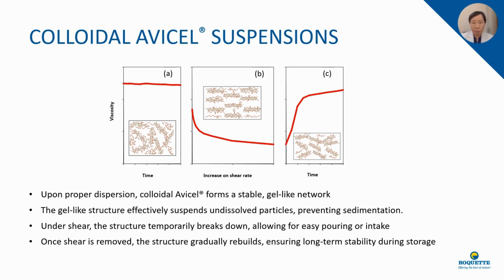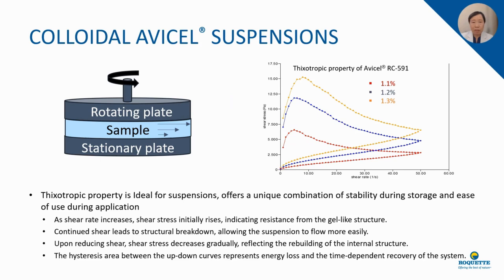Under shear, for example shaking, the gel-like structure breaks down quickly, and the system exhibits shear thinning properties, which allow for smooth pouring or administration. Once the shear is removed, the gel-like network gradually rebuilds, showing a time-dependent recovery, which is a key indicator of thixotropic properties. Thixotropy is ideal for suspensions, as it offers a unique combination of stability during storage and ease of use during application.